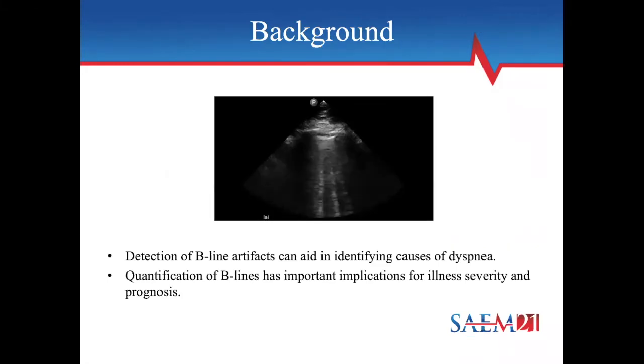Thoracic point-of-care ultrasound is increasingly being used by different medical specialties to aid in the evaluation and monitoring of patients with shortness of breath. Thoracic ultrasound utilizes interrogation of the pleural interface to detect B-lines, which are these hyperechoic ring-down artifacts extending from the pleural line to the far field, like this, without tapering. B-lines denote the presence of interstitial fluid, and their detection can aid in identifying causes of dyspnea. Quantification of B-lines has important implications for illness severity and prognosis.